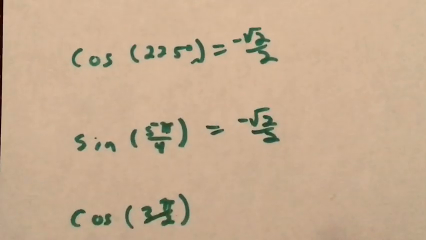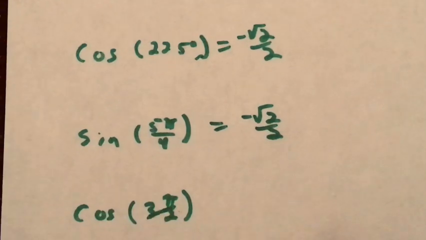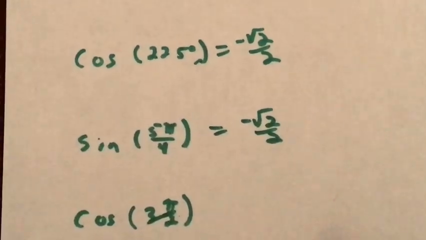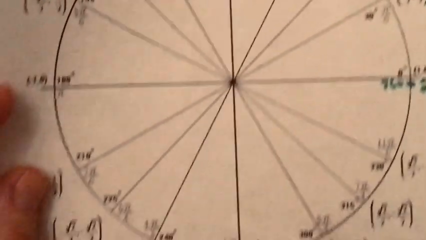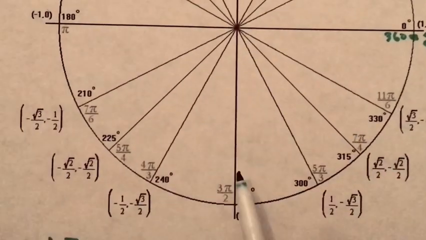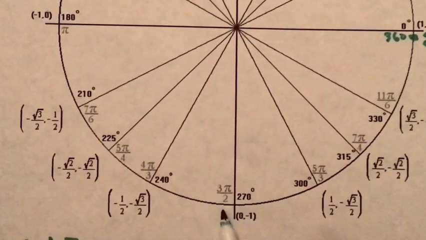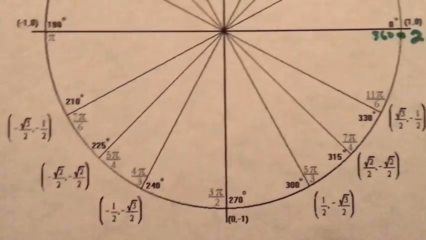One more example. I've got the cosine of 3 pi over 2. Again, that's bigger than pi, so I just find 3 pi over 2, which would be right here. Cosine was the x value we said, so that's equal to 0.